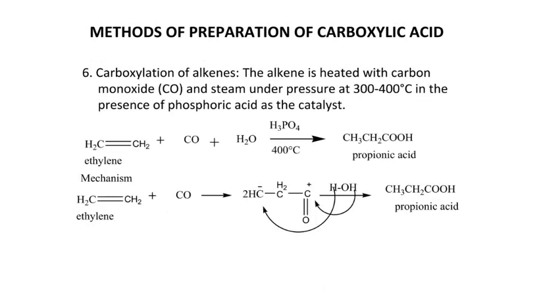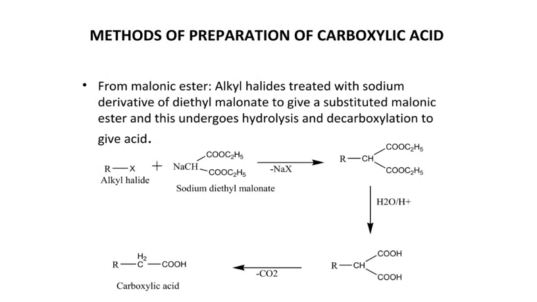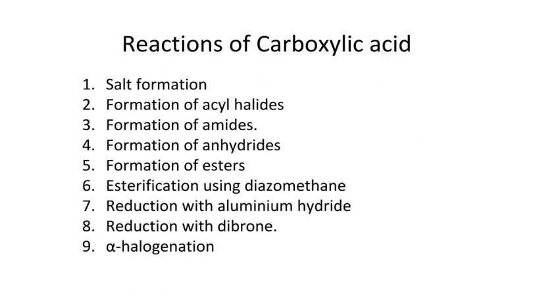So, carboxylation of alkene. You can see the carboxylation of ethene gives propionic acid in presence of phosphoric acid. Malonic ester, sodium diethyl malonate, this compound, and you can see the alkyl halide, it gives this, on hydrolysis it gives diacid, and after decarboxylation, you will get the carboxylic acid. So there are many methods, but I have mentioned here 7 methods you have to keep in your mind.